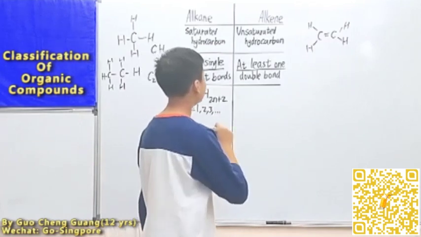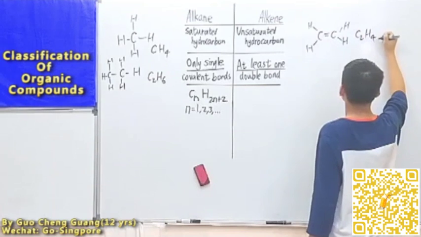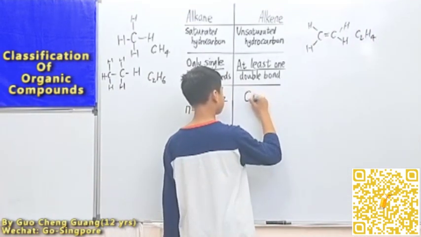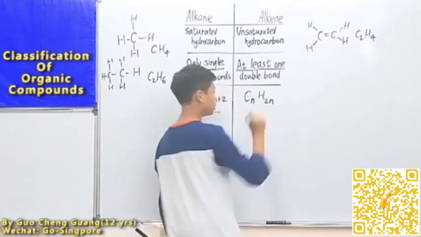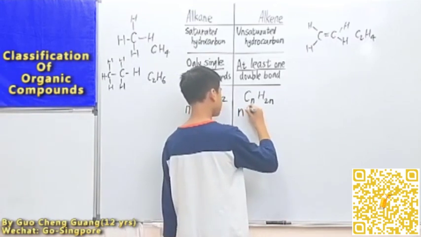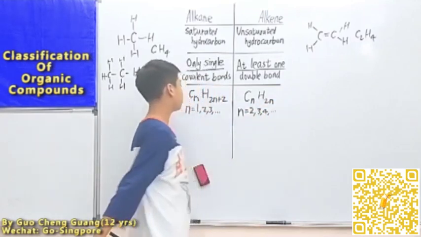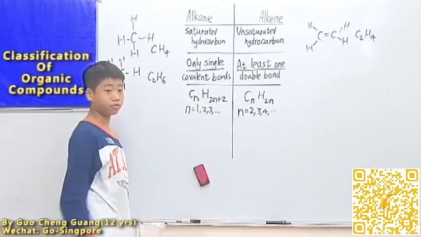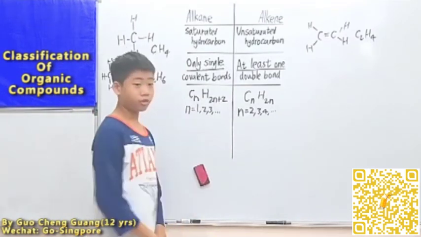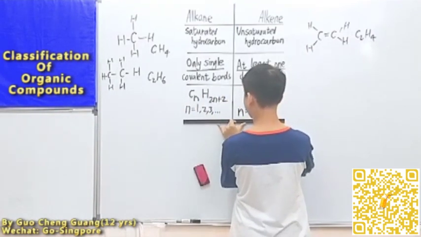Then for alkene, here you have C2H4. Actually, with 2 and 4, you can already find something in common between them. So you can just write it like this, CnH2n. But this time for n, you only start from 2 onwards. Here you can start from 1. So for this part, then we'll be going on to the next.